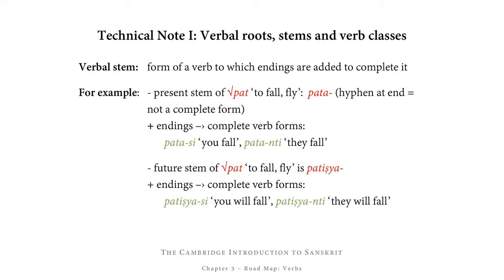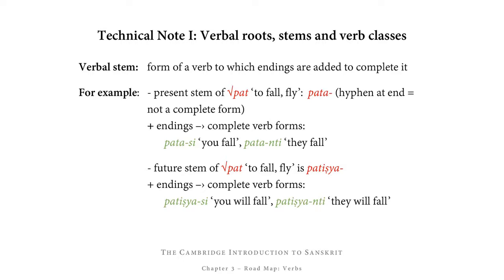Another example of a verbal stem would be the future stem, again of the root pat, indicated with a root symbol. Again, pat means to fall or to fly. We have the future stem patishya-, which consists of pat plus this future marker ishya. Again, this is a stem, not a complete form. You can tell that by the fact that patishya- ends in a hyphen.